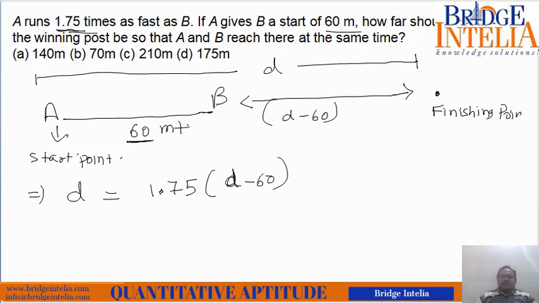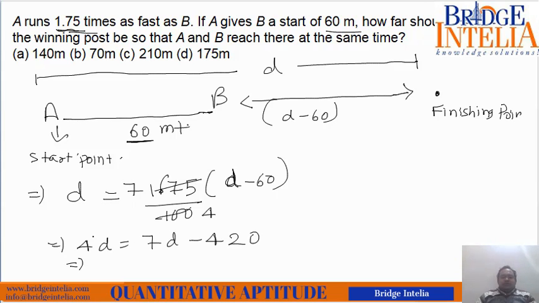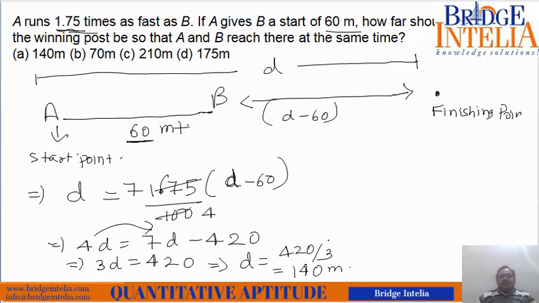So let's solve this. 1.75, if you remove this decimal, you can write it this way. So 175 and 100 both are multiples of 25. So cancel them out. So 7 by 4. So this means 4D is equal to 7D minus 420. So switching the sides of variable, 3D is equal to 420. So from here you can conclude that D is equal to 420 upon 3. So that is equal to 140 meters. So the final answer is 140 meters.